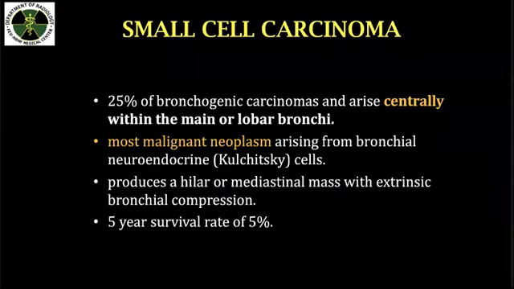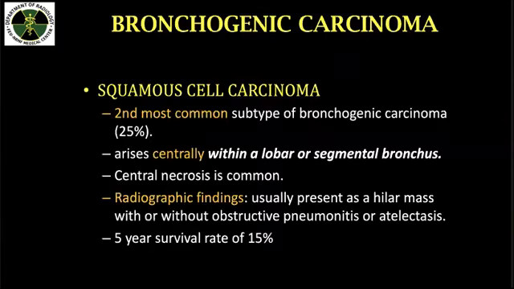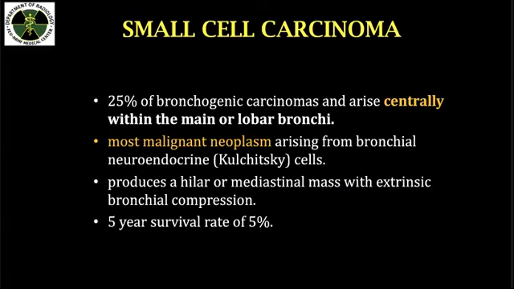Next we have small cell carcinoma. Small cell carcinoma arises centrally within the main or lobar bronchi. Remember, squamous cell carcinoma is centrally within a lobar or segmental bronchus, while small cell carcinoma arises centrally within the main and lobar bronchi. It is the most malignant neoplasm, arising from bronchial neuroendocrine cells called Kulchitsky cells. It produces a hilar or mediastinal mass with intrinsic bronchial compression. The 5-year survival rate for this one is 5%.